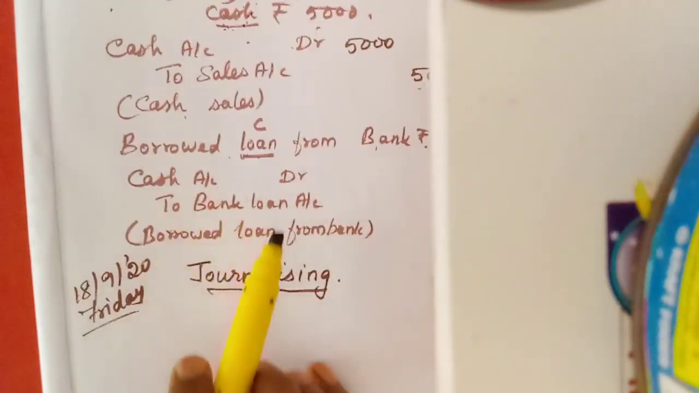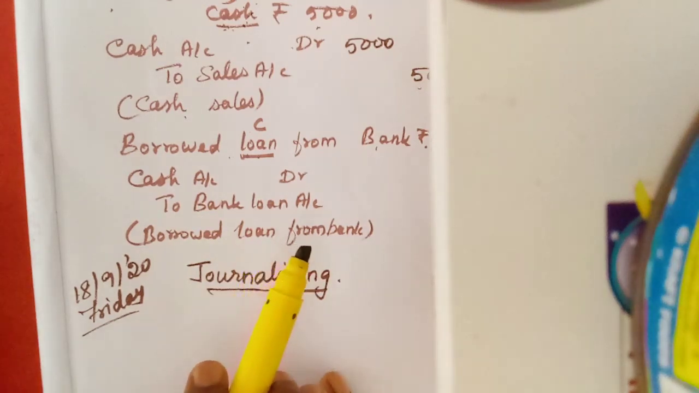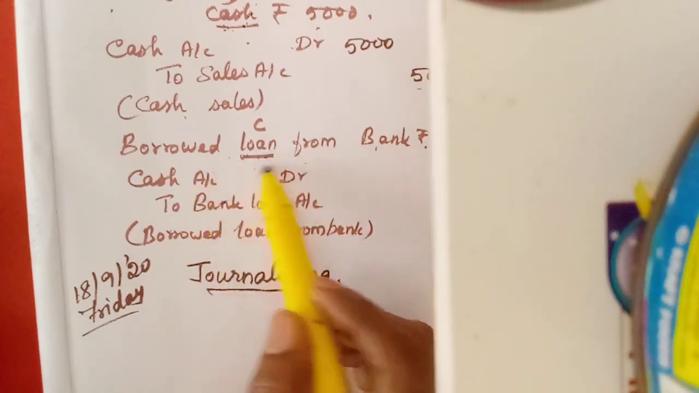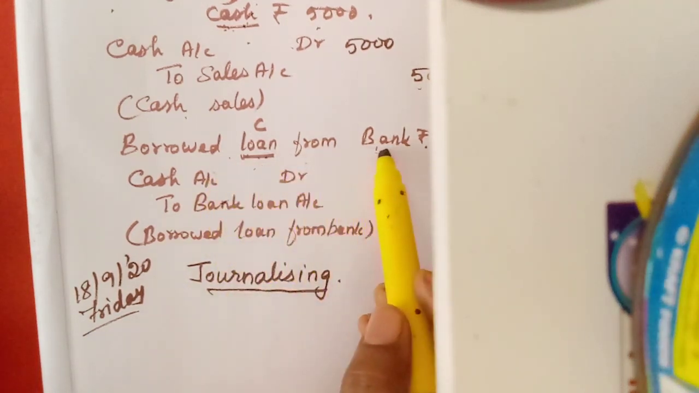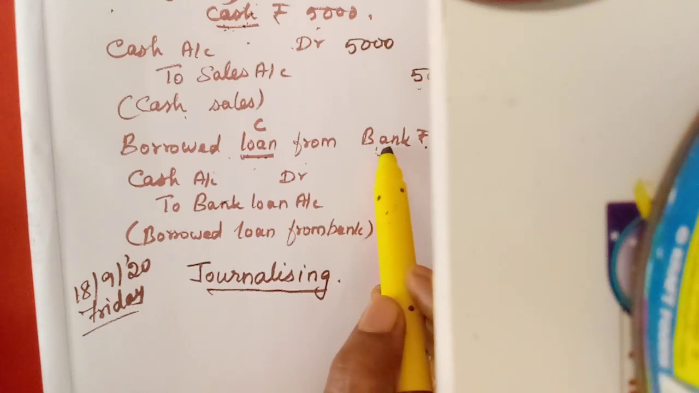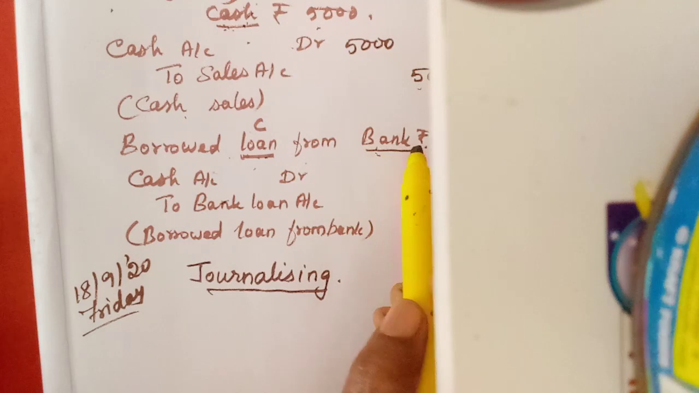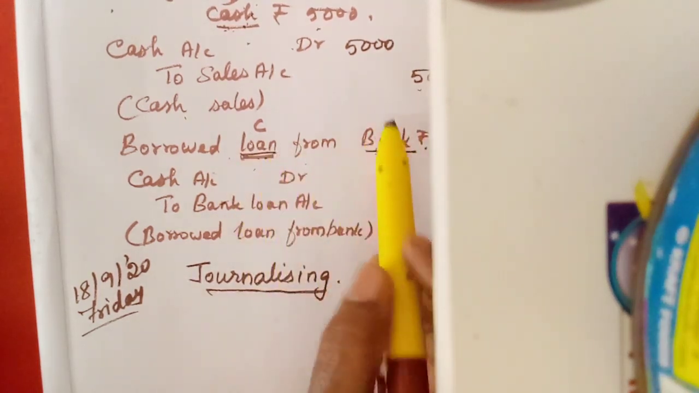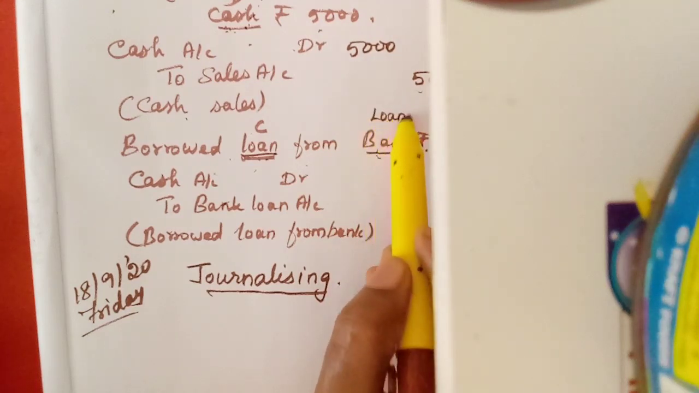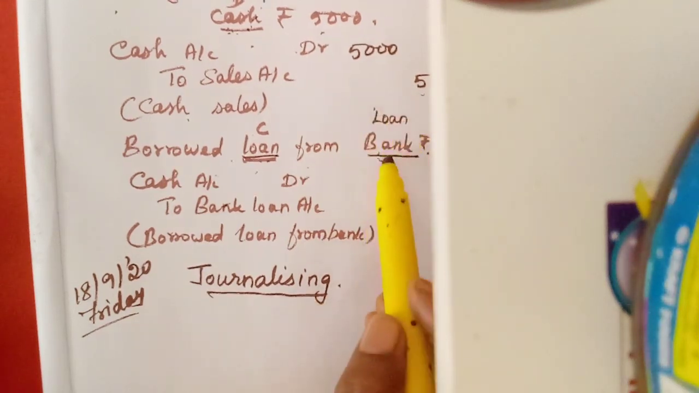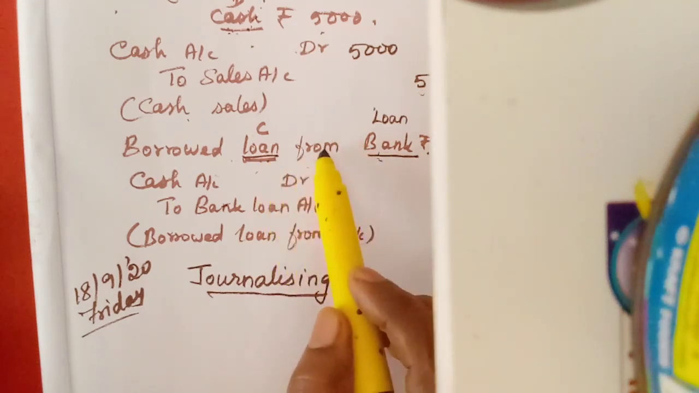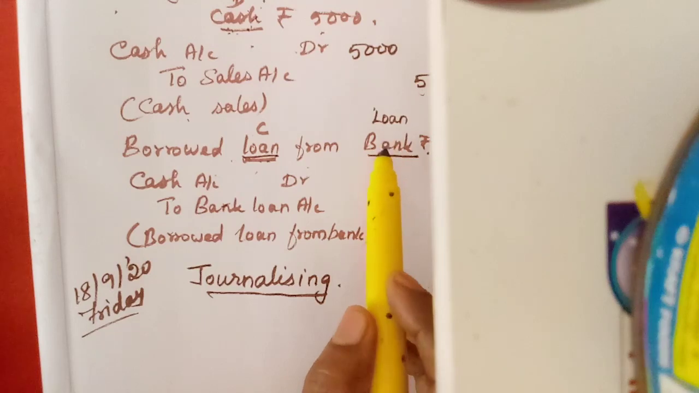Okay. Then borrowed loan from bank, 10,000. Here we are borrowing a loan from the bank. Here there are two accounts. One, bank we can consider, isn't it? Bank, that is loan. So we cannot simply write bank, but we should consider it as bank loan, because we need to pay that one. We do not have any credit in that amount. Instead we are borrowing a loan from the bank, and it will be considered as bank loan only.